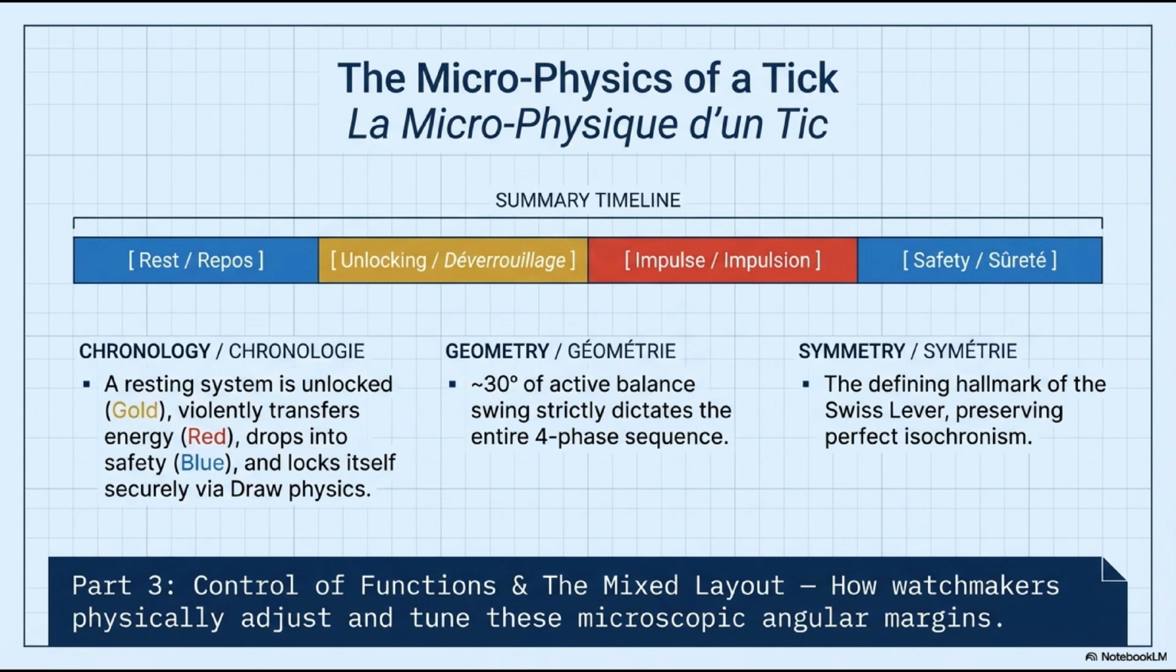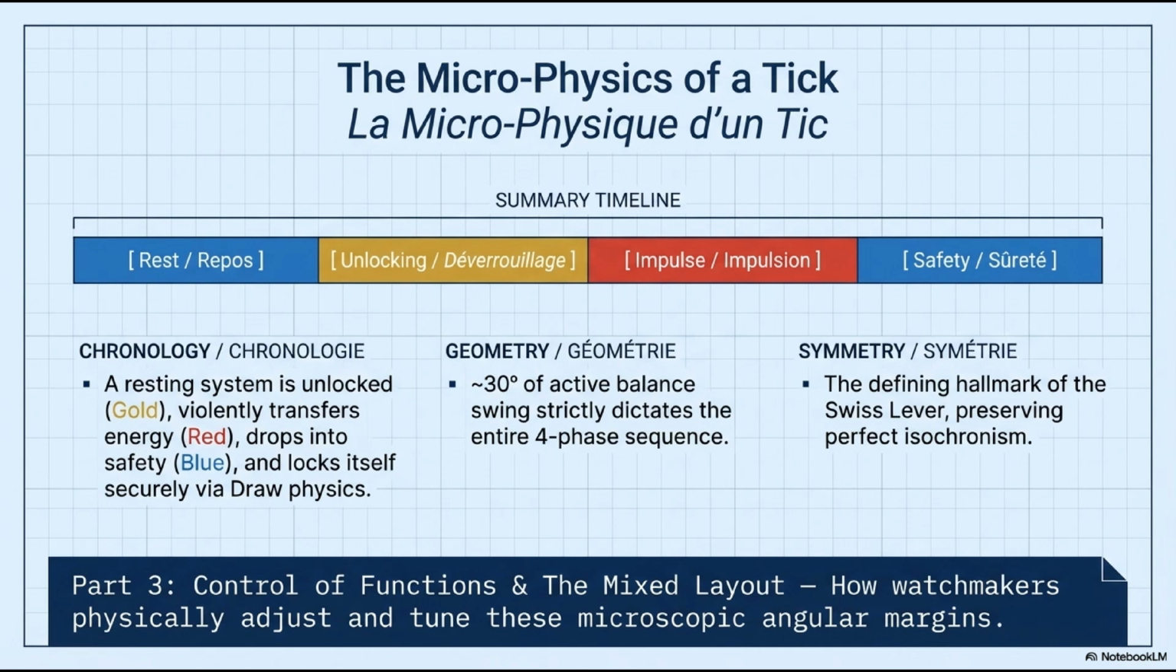Symmetry, the defining hallmark of the Swiss lever, preserving perfect isochronism. The 15 before, 15 after split about the dead point is the geometric guarantee that the escapement's energy injection produces no net frequency bias in the balance wheel.